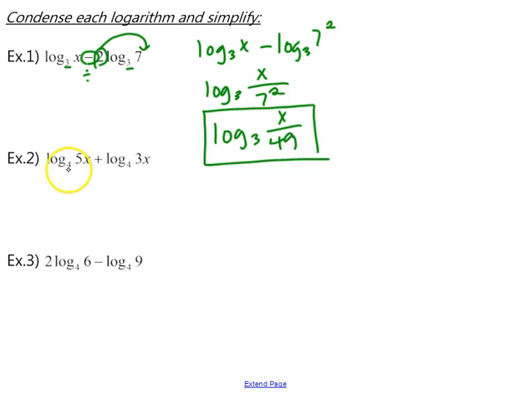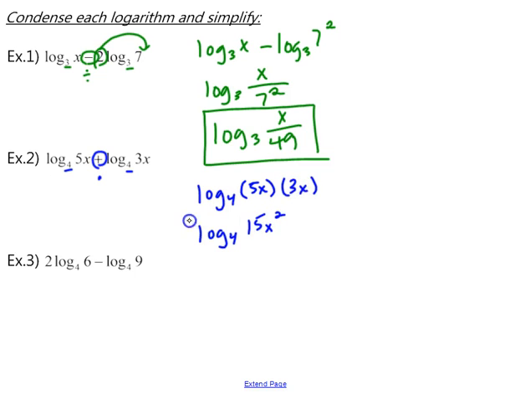In example 2, again, we have common bases, which is good. We don't have any coefficients that we need to raise as exponents, but we do have this plus sign, which is going to change to multiplication. So we're going to take the log base 4 of 5x times 3x. Now when we multiply this, we have log base 4. 5 times 3 is going to give us 15. X times x gives us x squared. And that's going to be our final answer.